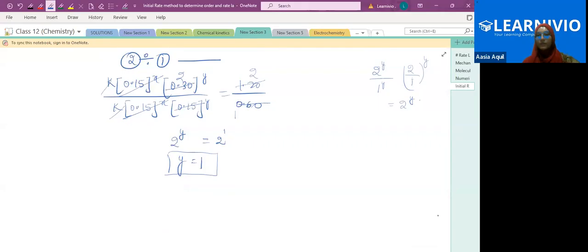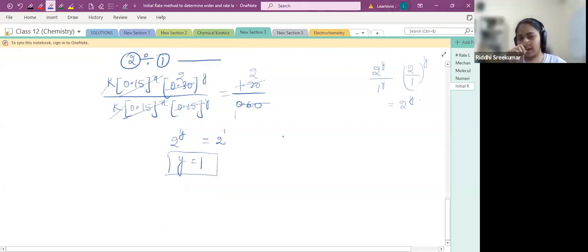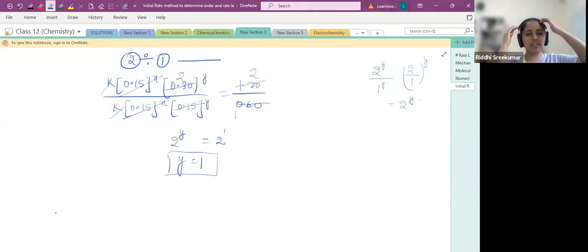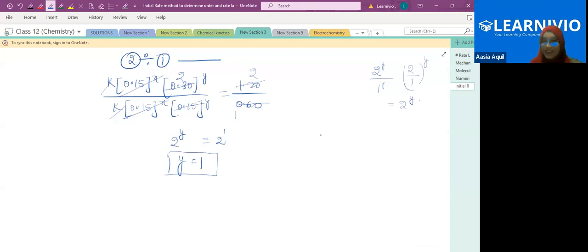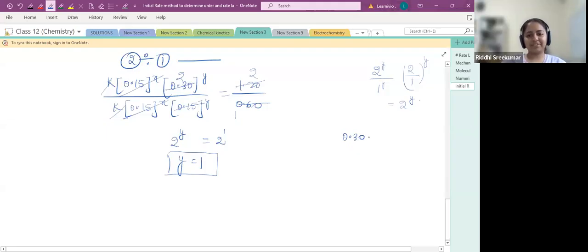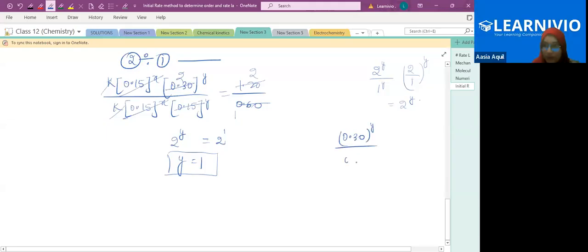Any doubt, Riddhi? No. I just got confused because the 0.30 upon 0.15, both of them are to the power y, right? So I got confused. I didn't know we can divide. Okay, okay. See, because both have the same power, we can divide 0.30 by 0.15 raised to the power y, right?